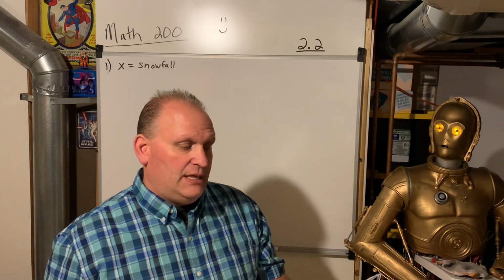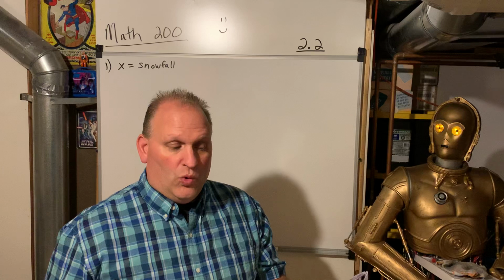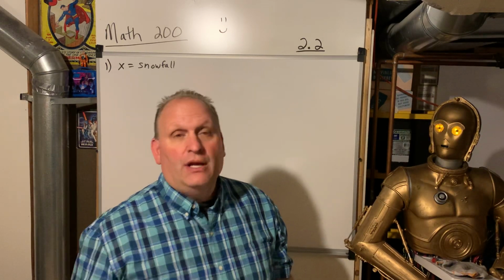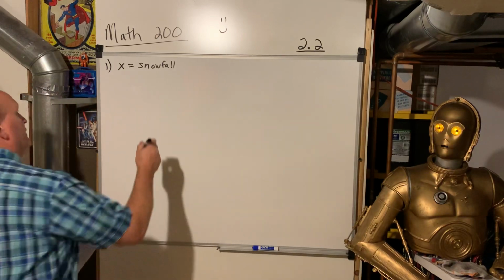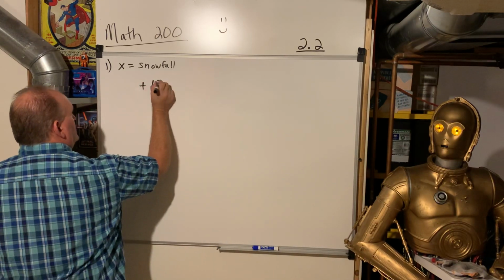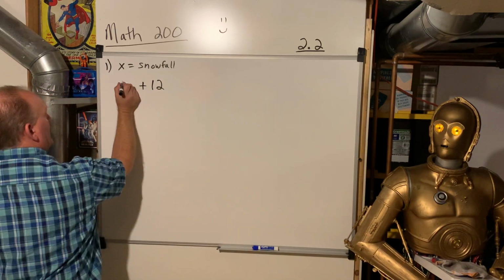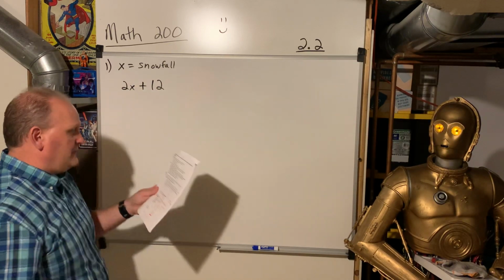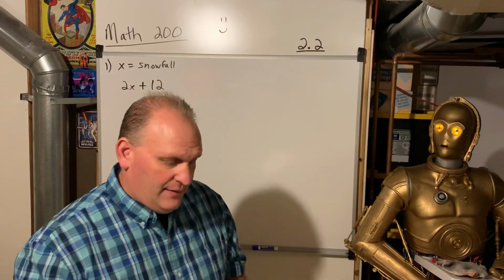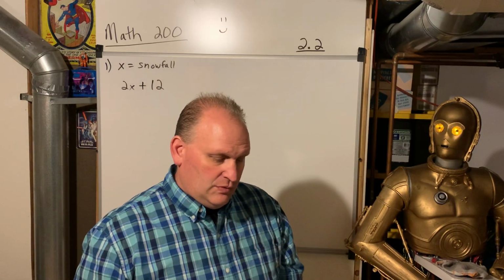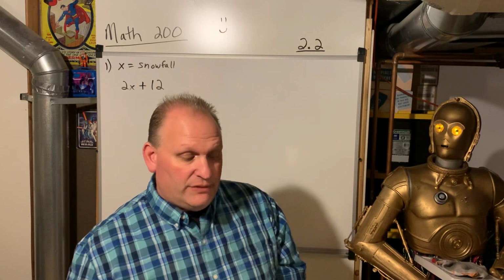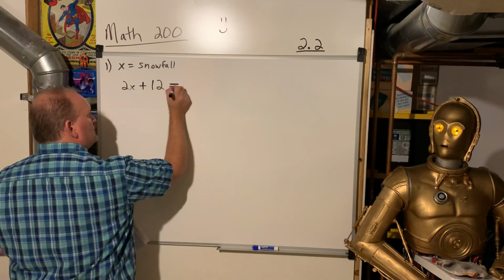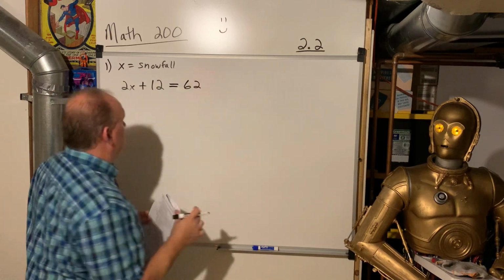Okay, so let's read it again. 12 inches more than twice the amount. So 12 inches more means plus 12. Twice the amount means 2x. So in our translation, we got 2x plus 12. Then we go to it is 62 inches. Normal yearly is 62, so is means equals, and then 62.